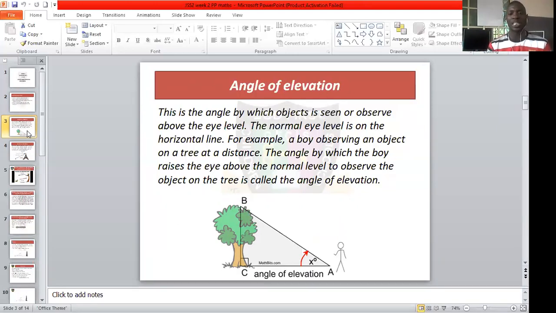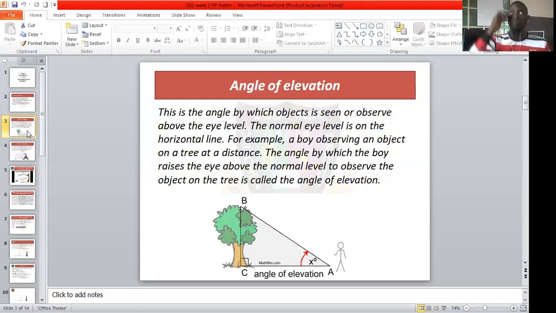So by definition, the normal eye level is on the horizontal line. For example, a boy observing an object on a tree at a distance. The angle by which the boy raises the eye above the normal eye level to observe the object on the tree is called the angle of elevation. The horizontal eye level is the normal eye level, the point at which your eye sees in a straight manner. That is the eye level.